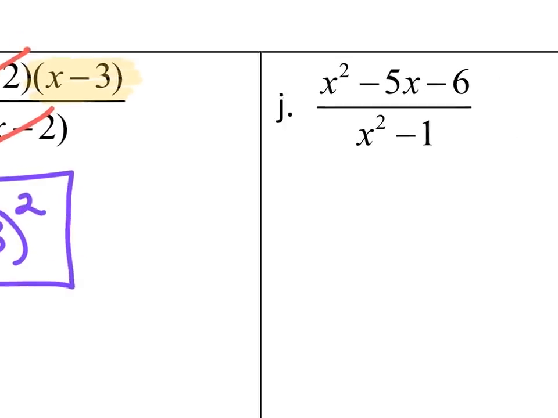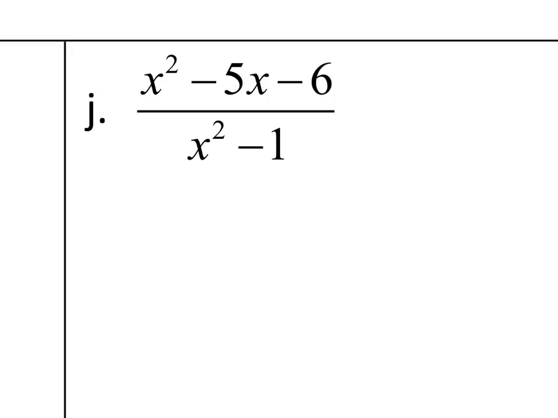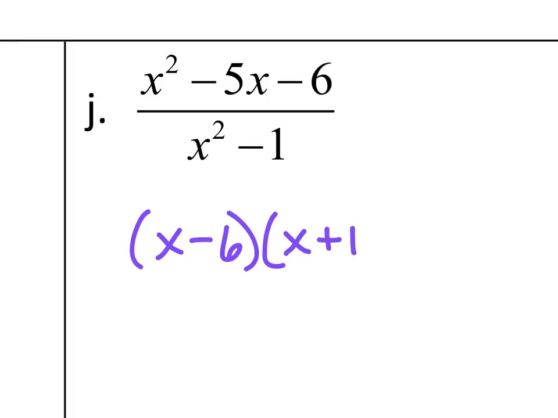In letter J, what you want to do first is factor both the numerator and denominator. So when I factor the numerator, I get x minus 6 and x plus 1. And you might want to pause the video for a second and make sure you understand why the answer to this numerator factored is different than the answer to problem 2G when you factored a similar quadratic trinomial. One of the signs is different, and that changes what the factors are going to be. So make sure that you see that difference.